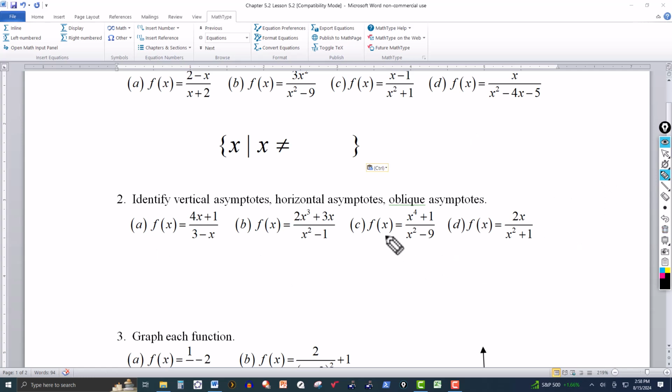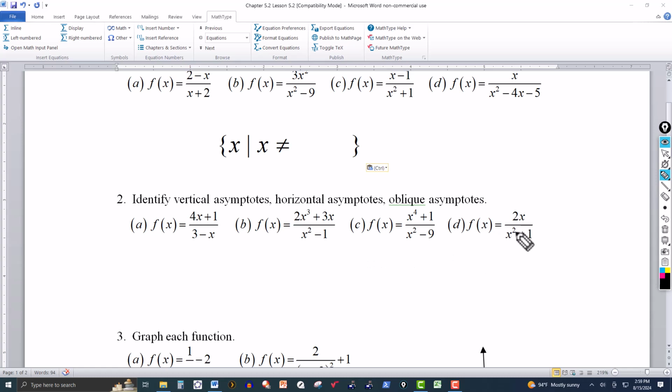Now for the next one here, we have f of x is equal to x to the fourth plus 1 over x squared minus 1. Now if the degree of the numerator is more than 1 larger than the denominator, and it is here, I got a 4 and a 2, there is no horizontal or oblique asymptote. If there's any values that make the denominator 0, and x squared minus 9 factors into x minus 3 and x plus 3, so the numbers that make the denominator 0 are going to be x equal to 3 and negative 3. There is no horizontal or oblique asymptote.